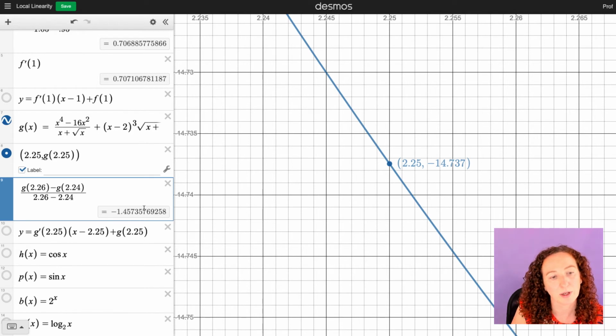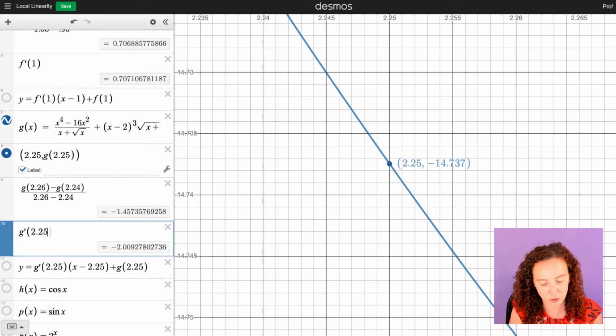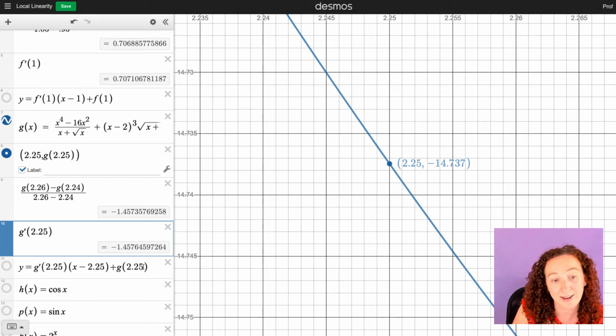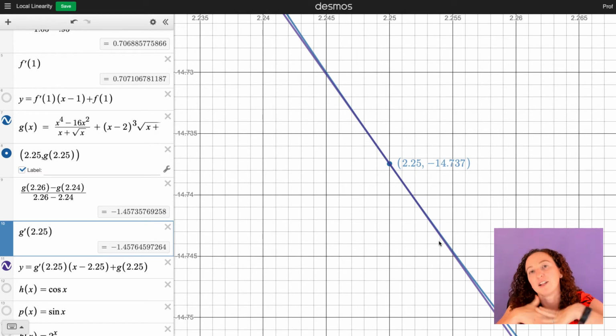And I have a slope of negative 1.46. And I could go ahead and see how that compares to the actual slope, and that is pretty close. So the slope of this line at x equals 2.25 is negative 1.46. I could go ahead and graph the equation of that line, and what you'll see here is that I actually hadn't zoomed in far enough to get it perfectly overlaid.